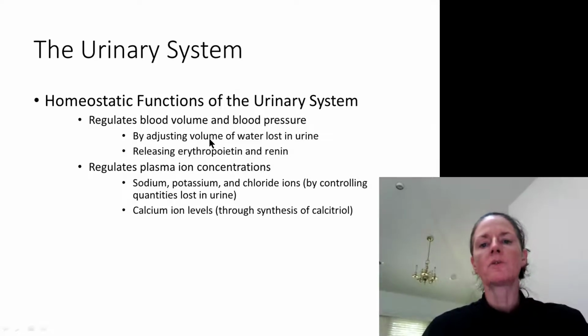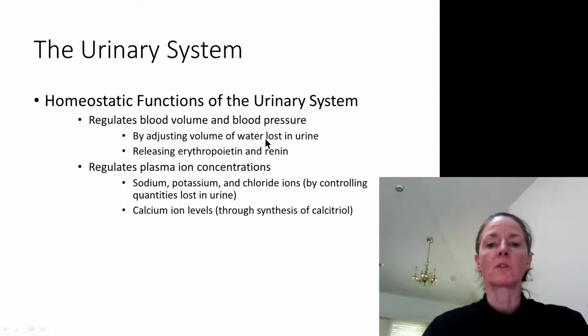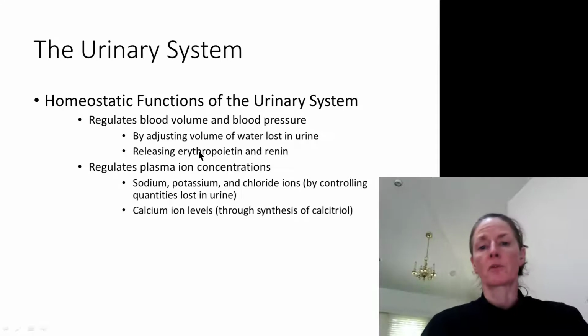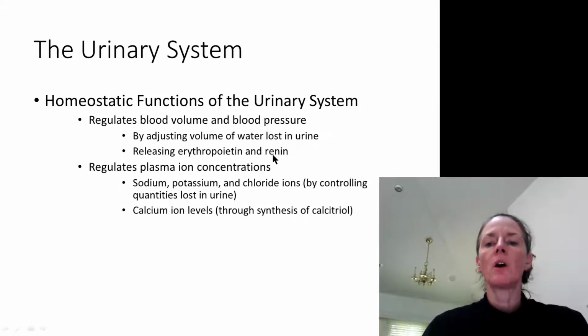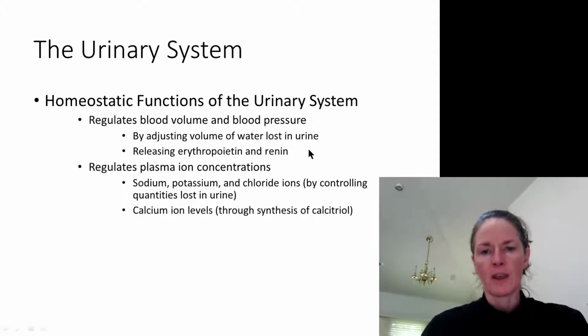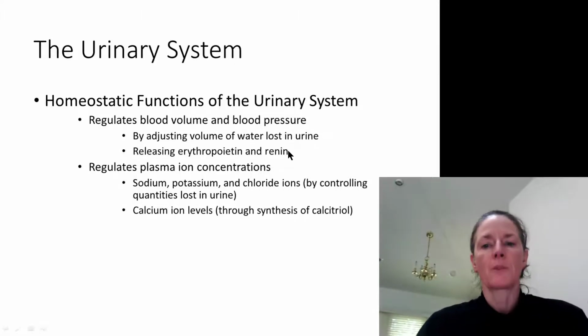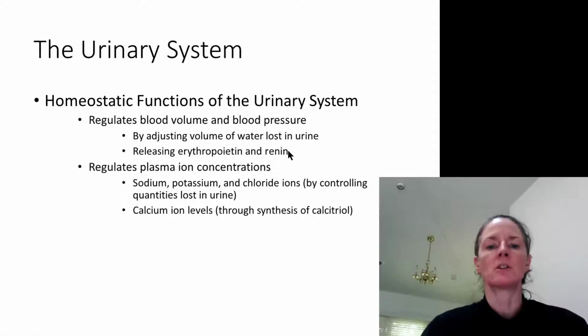All right, so one of the things we've already talked about is the regulation of blood volume and blood pressure. We know the volume will be adjusted by the water lost in urine. We also know that we will have the release of erythropoietin, and that will increase the amount of formed elements in the form of red blood cells in the blood. We also have renin, and renin is a hormone that's part of the renin-angiotensin-aldosterone system, and this is going to promote increase in blood pressure and retention of fluids.